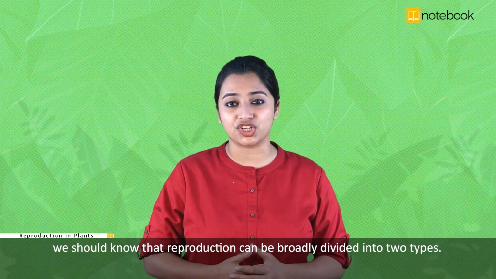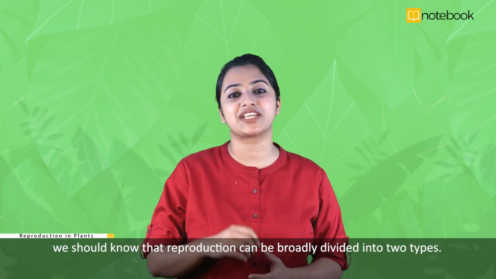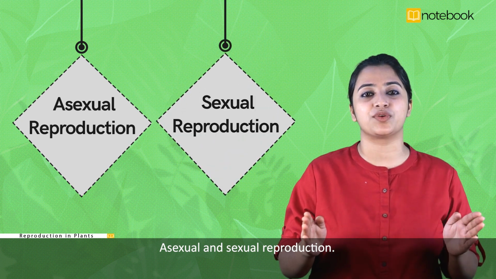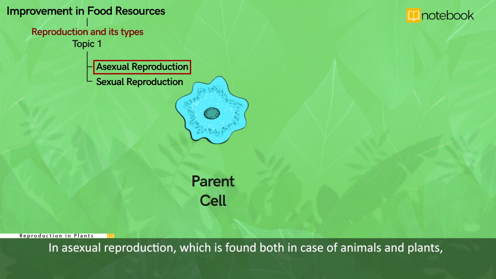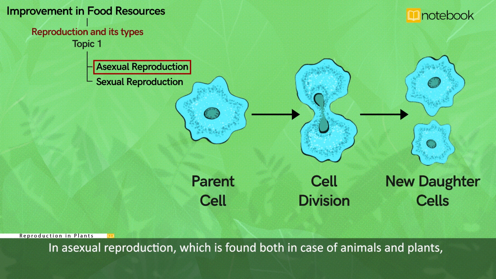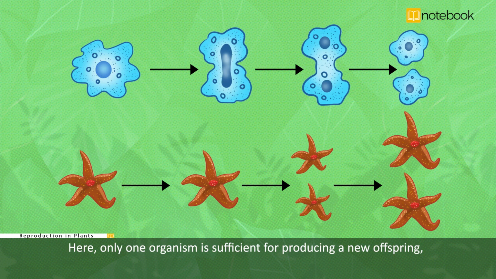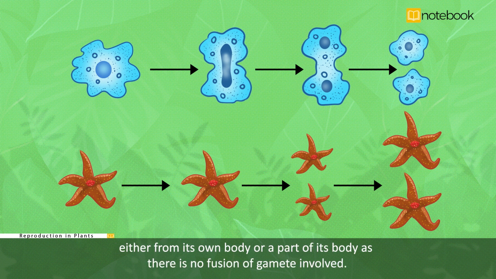In this chapter, we shall be dealing with plant reproduction, and to learn about it, we should know that reproduction can be broadly divided into two types: asexual and sexual reproduction. In asexual reproduction, which is found both in case of animals and plants, reproduction occurs without the involvement of another organism. Here, only one organism is sufficient for producing a new offspring, either from its own body or a part of its body, as there is no fusion of gametes involved.